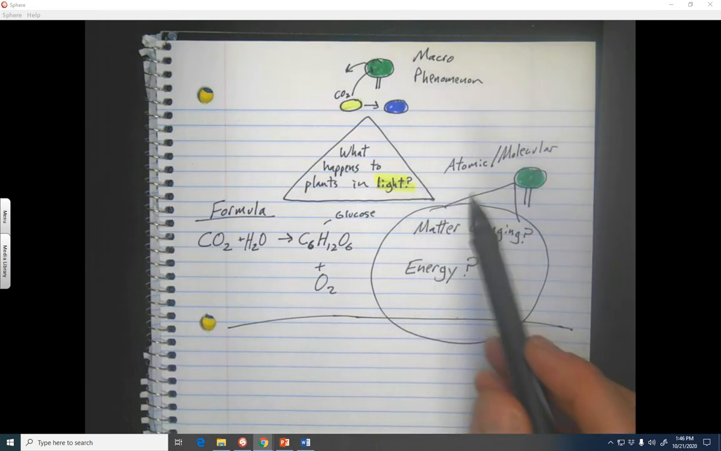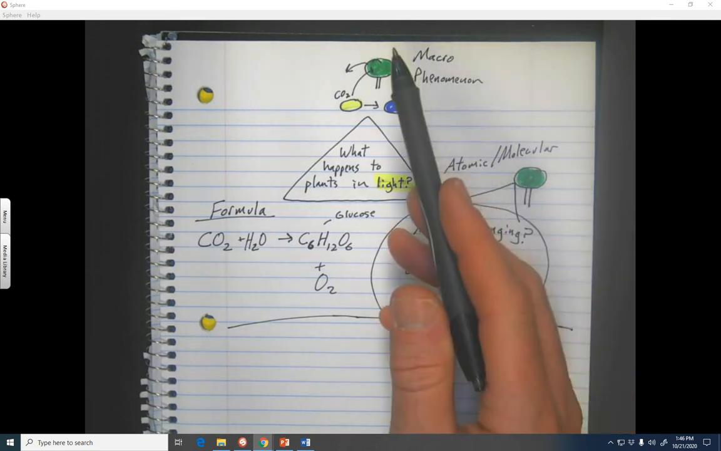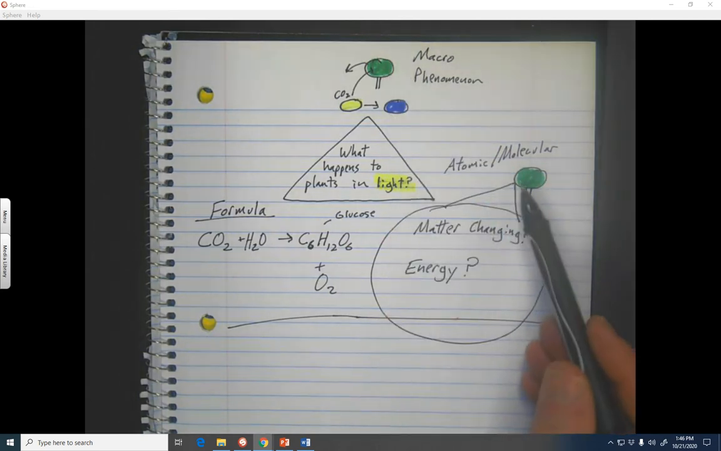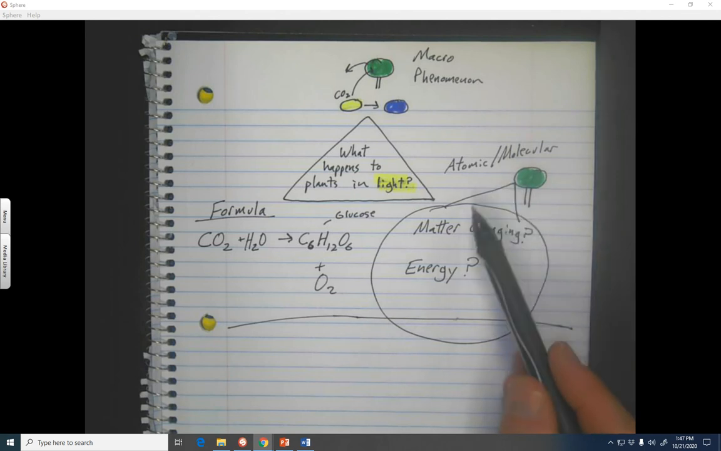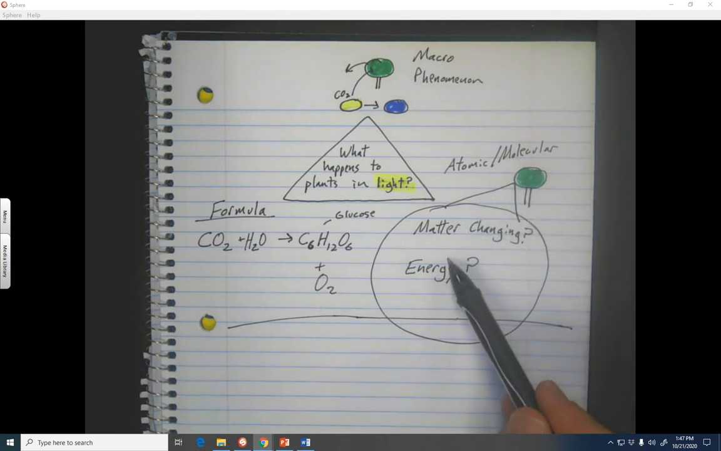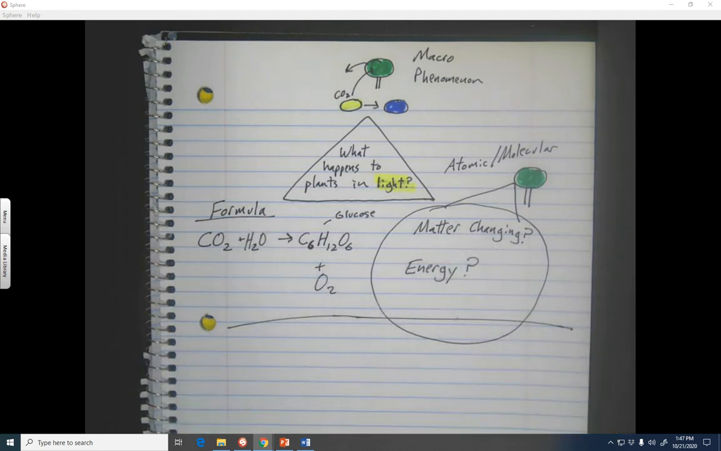Because of this, we want to know, well, what's happening inside the leaf? So we're going to zoom into that, and we have to explain from an atomic molecular viewpoint how matter is changing in the leaf, and how energy is changing. We also need to come up with a formula and what the name of that formula is, or what it's called. That's the other task there. Notice that the formula is even given to you in this video.